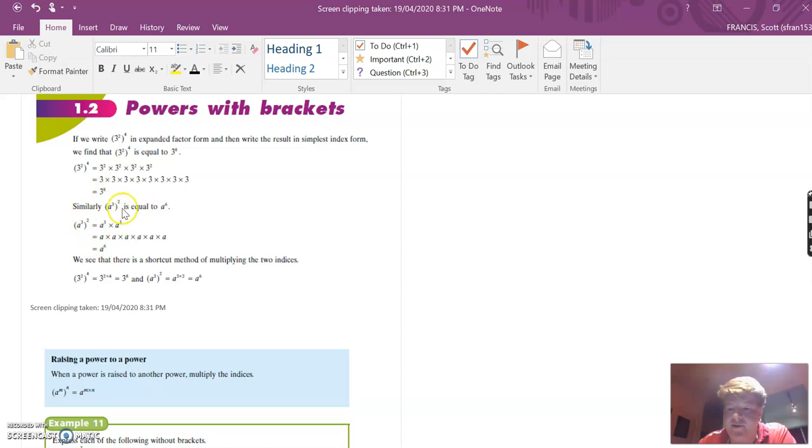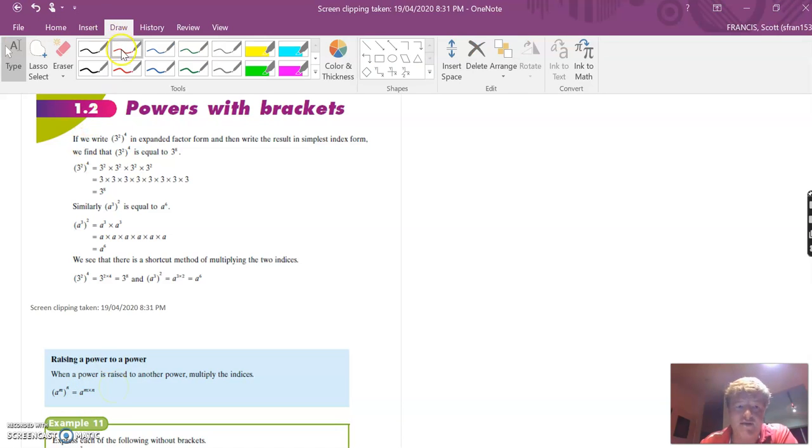They do the same little bit of a proof here around the letter a. a to the 3 is just a times a times a. a to the 3 squared is a times 3 twice, so a to the 6, or a to the 3 times 2. So that's the little rule that we get here. This is the rule that's really important. When a power is raised to another power, we multiply the indices. a to the m raised to the n is just a to the m times n.